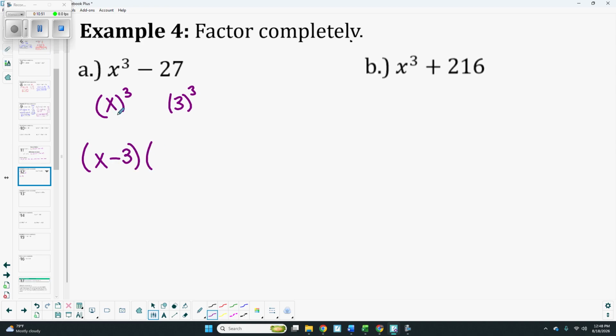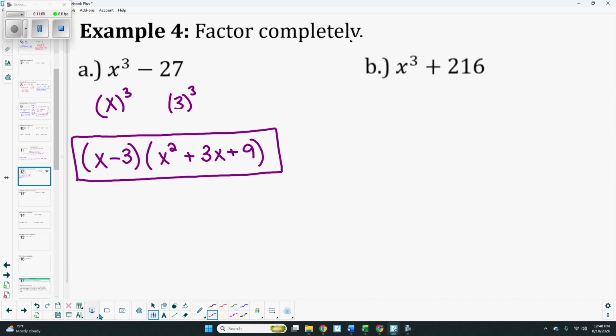Then it's going to be the first term squared. Now it's plus the product of these terms. So x times 3, or 3 times x, I'll write 3x, plus the second term squared. So 3 squared is 9. And that is my factored form for x cubed minus 27.